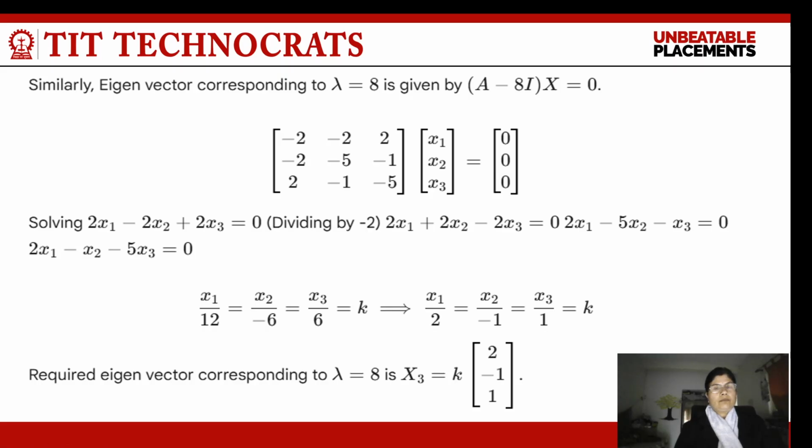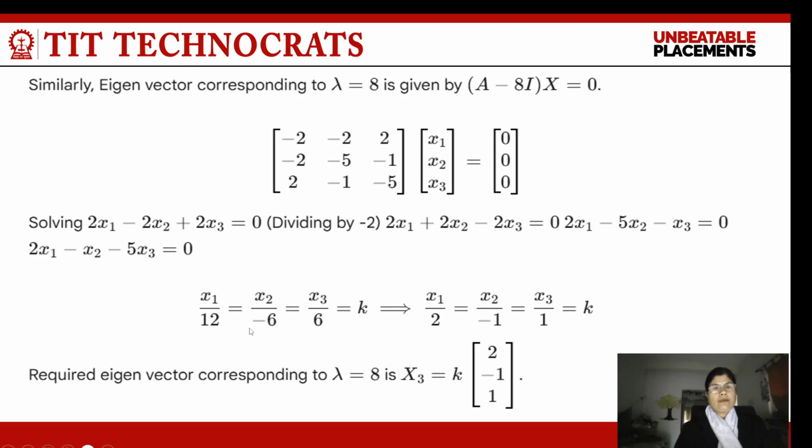Dividing by 2 both sides, we get x1 minus x2 plus x3. Again, 2x1 plus 2x2 minus 2x3 is equal to 0, and again 2x1 minus 5x2 minus x3 is equal to 0, and 2x1 minus x2 minus 5x3 is equal to 0.